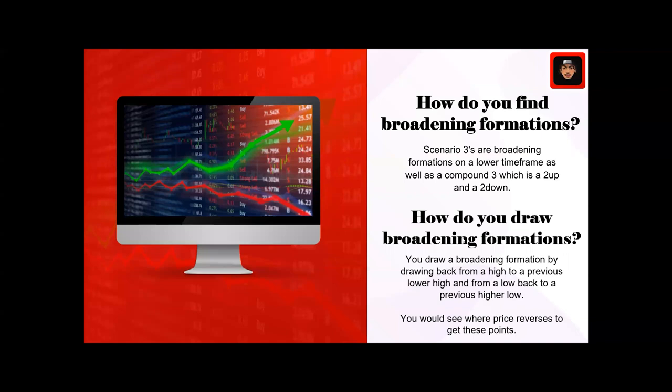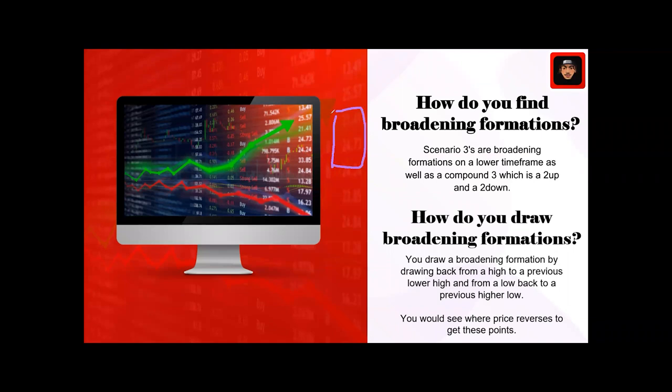All right. So how do you draw broadening formations? You draw a broadening formation by drawing back from a high to a previous lower high and from a low back to a previous higher low. All right. And I do already have a broadening formation video on the channel, broadening formation part one and two. You can go check that out.